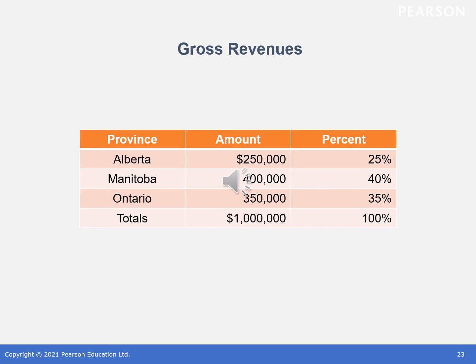If we look at the gross revenues in this example, where we have three provinces, Alberta, Manitoba, and Ontario, totaling $1 million with the amounts indicated on the slide. The percentages allocated to each province under gross revenues would be 25% Alberta, 40% Manitoba, and 35% Ontario. Looking at the salaries and wages allocation for the organization, where they have $500,000 in total allocated to those three said provinces, they would result in 20% to Alberta, 40% to Manitoba, and 40% Ontario.